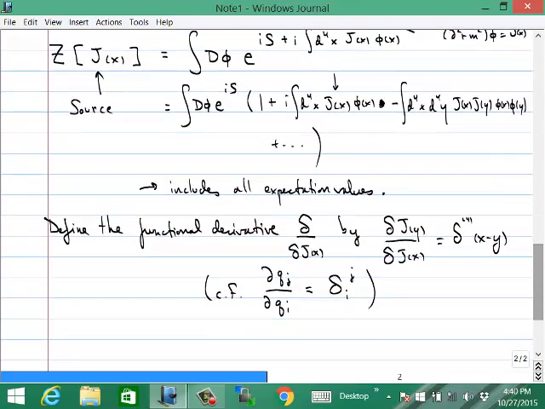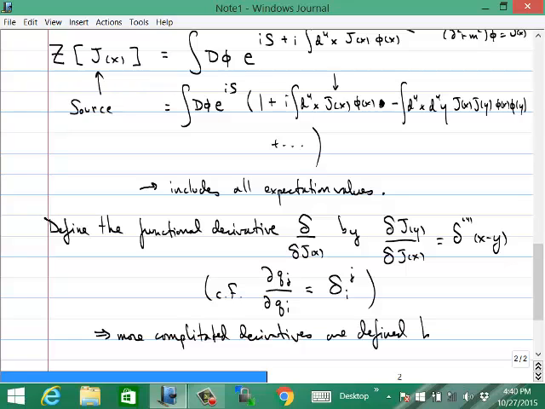So this is the functional derivative of J. And then the idea is that more complicated functionals, or more complicated derivatives, are then defined using this formula and the chain rule.